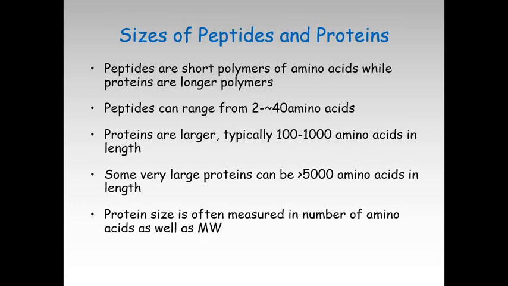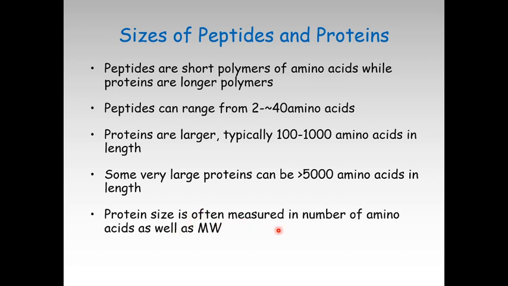The next question is, where do you draw the line? How do you distinguish between a peptide and a protein, right? It all comes down to size. Sizes of peptides and proteins vary. Peptides are short polymers of amino acids, while proteins are longer polymers. Peptides, like I said before, can range from 2 to about 40 amino acids. Proteins are typically larger, from 100 to 1,000 amino acids in length. Some very large proteins can be greater than 5,000 amino acids in length.